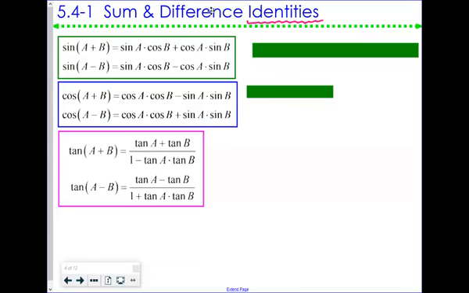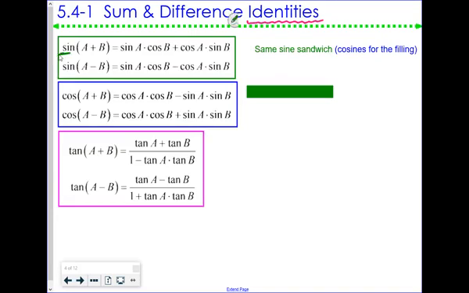So, one of the ways you can memorize them is this silly saying here. Do you see these two are the sines, these two are cosines, and these are tangents? For sines, can you see we have what I call a sandwich? We have a same sign sandwich. It's the same sign. It's sine because it sines.